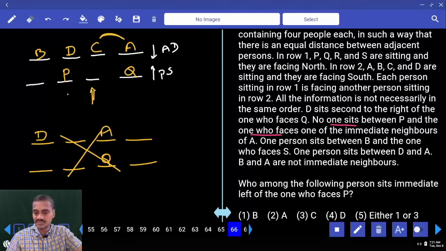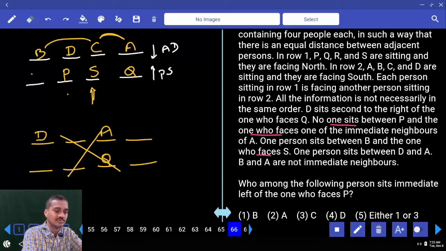And next, one person between B and the one who faces S. Now S must be at this place. S's opposite is C. And there is one person between B and the one who is facing S. Then tell me who is the person left here? R is the person left over.